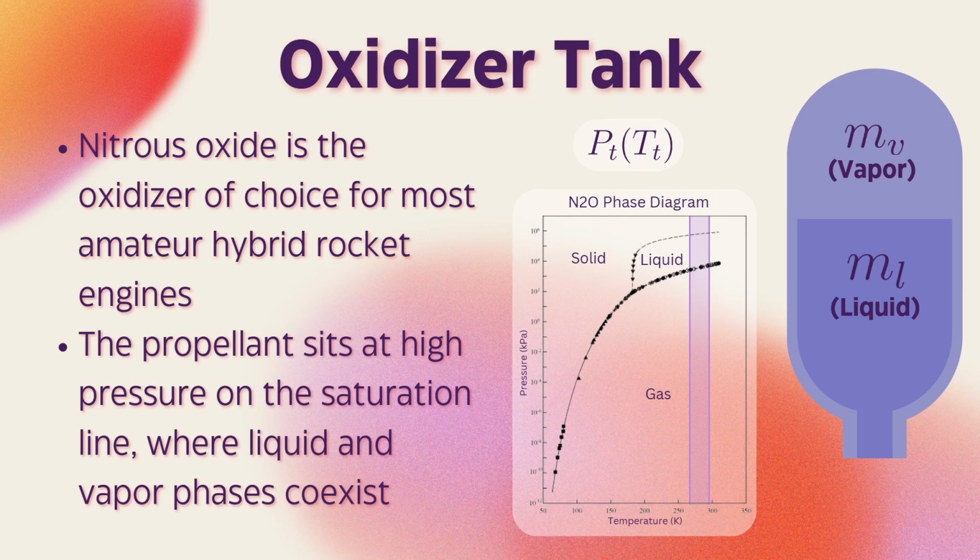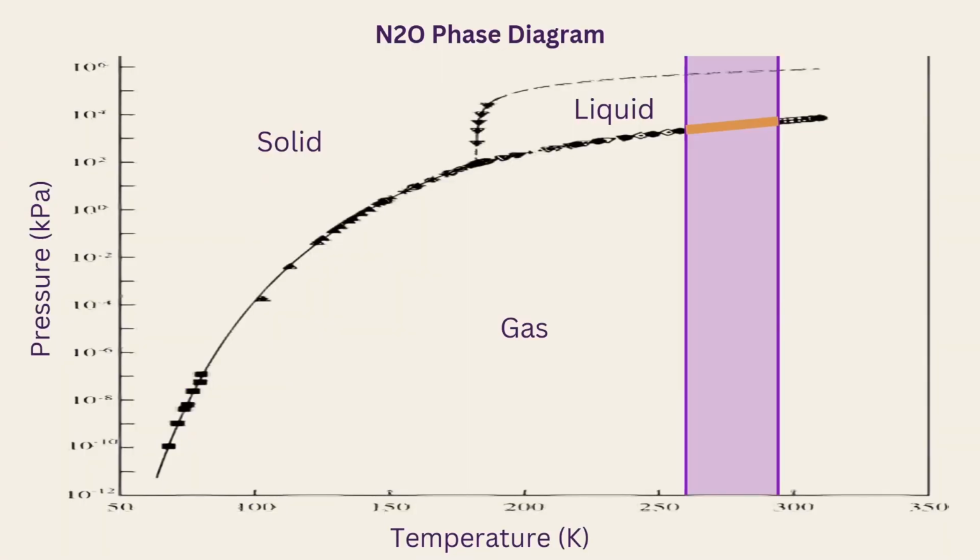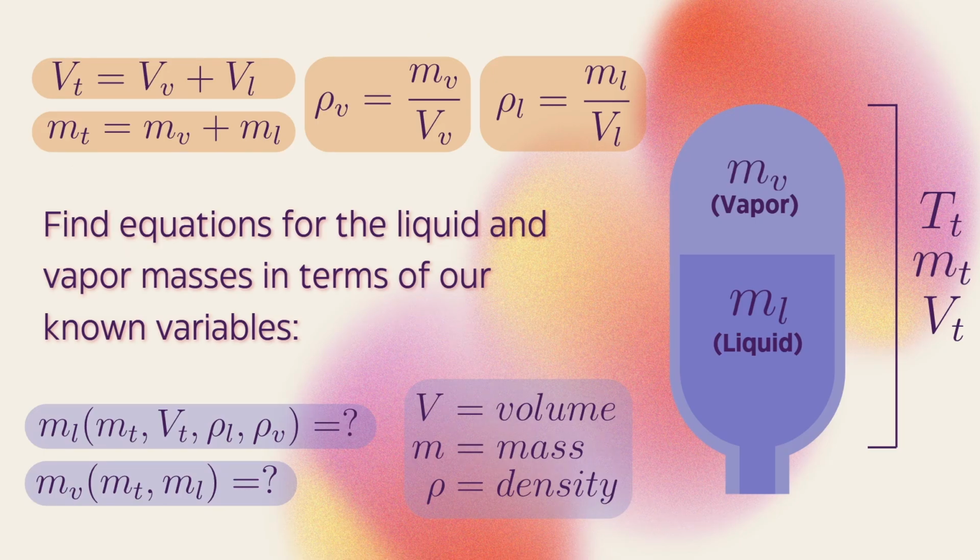Here you can see the phase diagram. And basically the nitrous oxide sits on this saturation curve between the liquid and the gas phases. That's highlighted in that orange color. What's cool about that is you can get pressure as a function of temperature or vice versa, which makes some of the math a lot easier. Here's a fun little thing you can do.